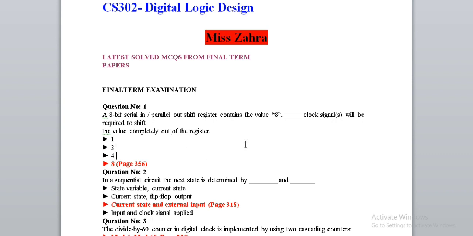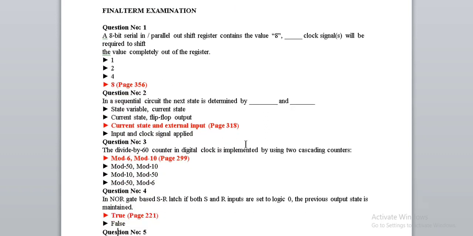Question number 2 given is: In a sequential circuit, the next state is determined by ___ and ___ current state and external input. The divide by 60 counter in a digital clock is implemented by using two cascading counters, mod 6 and mod 10.